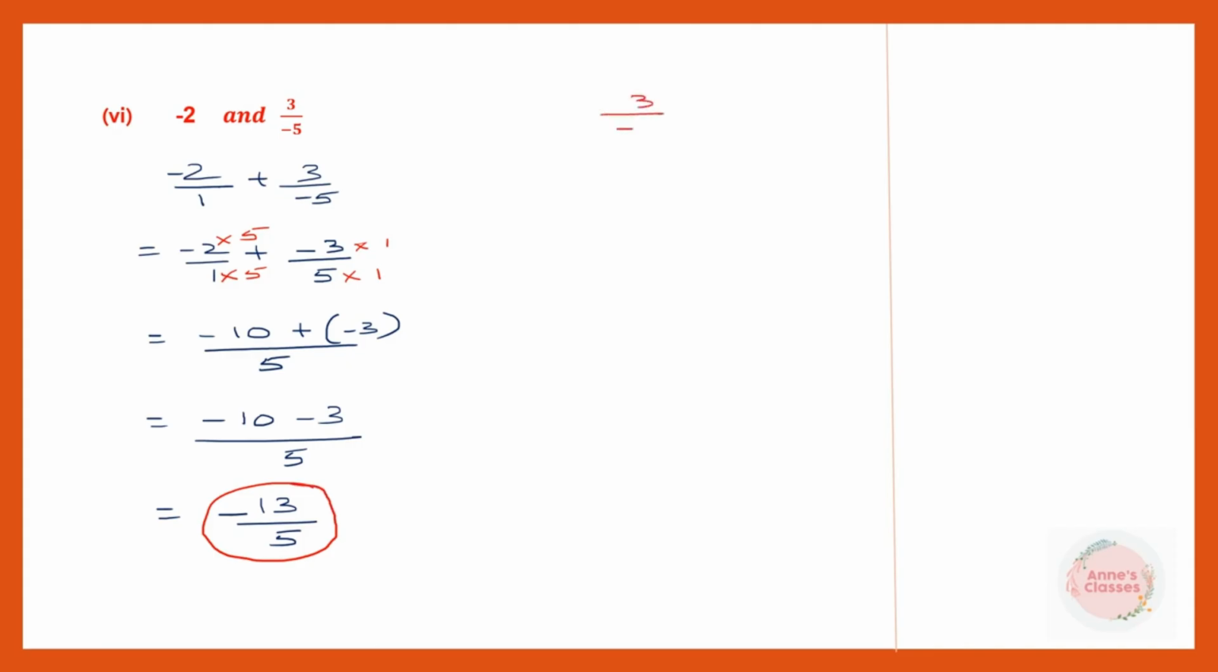So 3 by minus 5 plus minus 2. We are changing the order. So let's transfer the minus sign to the numerators. This becomes minus 3 by 5 plus minus 2 by 1. Now the LCM is 5 itself. Look at the first rational number. Denominator is 5. So 5 ones are 5. Minus 3 into 1 is minus 3. Plus the second rational number. Denominator is 1. 1 into 5. So minus 2 into 5.